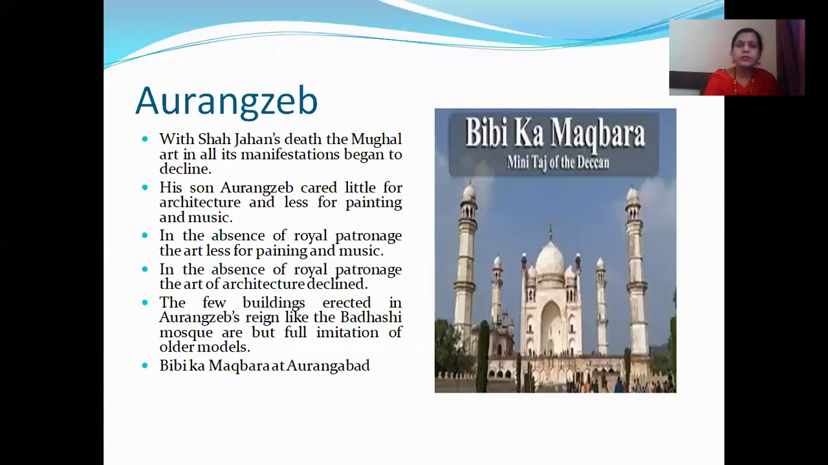Then in the time of Aurangzeb, after Shah Jahan's death, Mughal art in all its manifestations began to decline. There are so many reasons. His son Aurangzeb cared little for architecture and less for painting and music. In the absence of royal patronage, building construction declined. The few buildings erected in Aurangzeb's reign, like the Badshahi Mosque, are but imitations of older models. Bibi ka Maqbara, built by Aurangzeb, still exists. We call it the mini Taj of the Deccan.